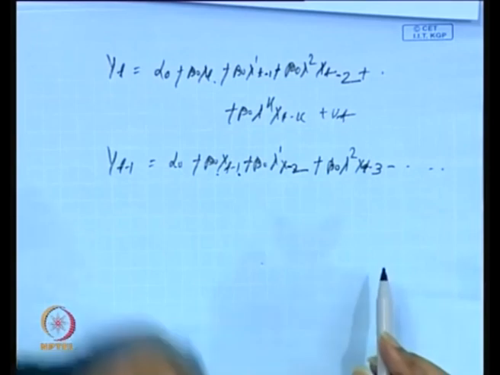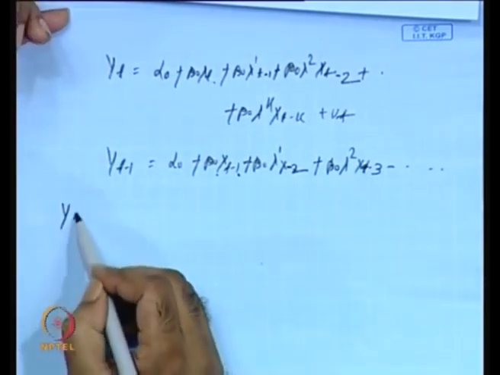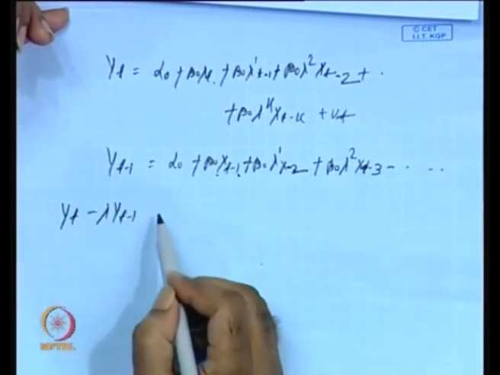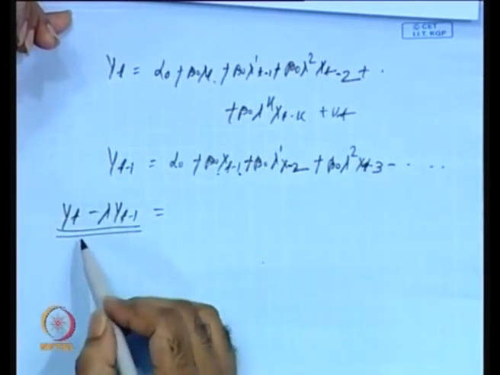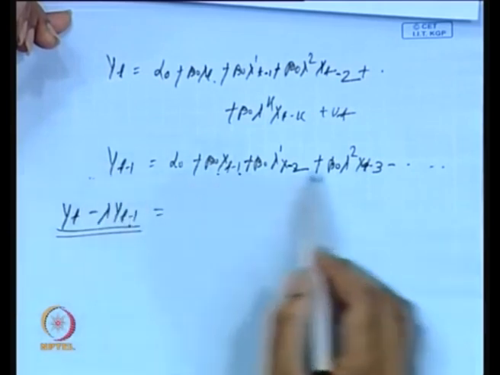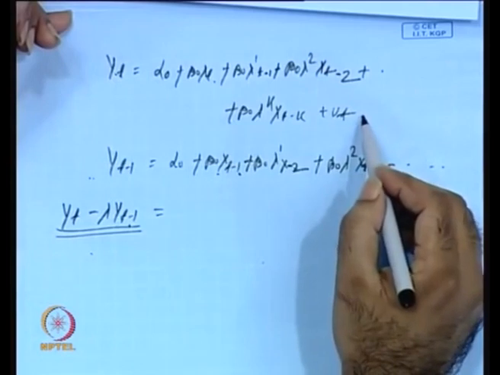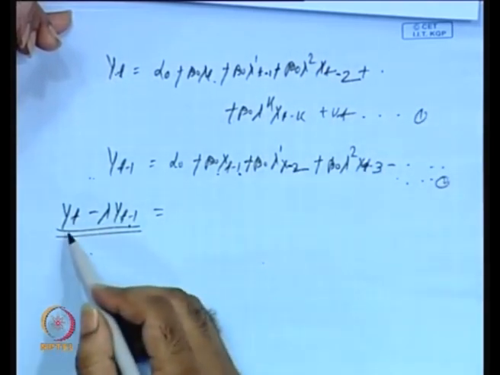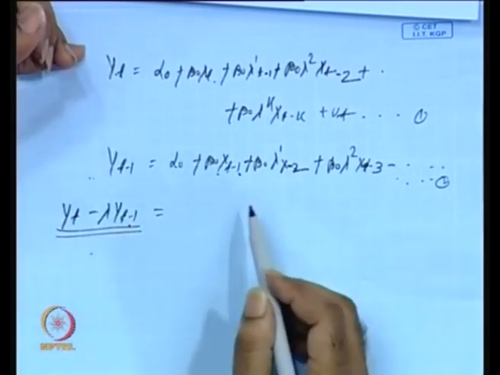Then what I will do? I will subtract, y t minus lambda y t minus 1. I will create another scheme here. What I have done here is multiply lambda on both sides, then subtract this equation from that equation. This is equation number 1, this is equation number 2. Now I am subtracting equation number 1 minus lambda times equation number 2.